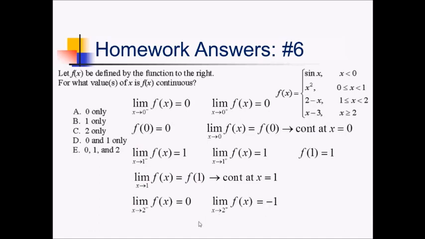The limits don't match, so our limit does not exist. That breaks one of our rules of continuity, so we can say that our function is not continuous at x equals 2. So then only 0 and 1 have continuity out of these choices, so that would be choice D.